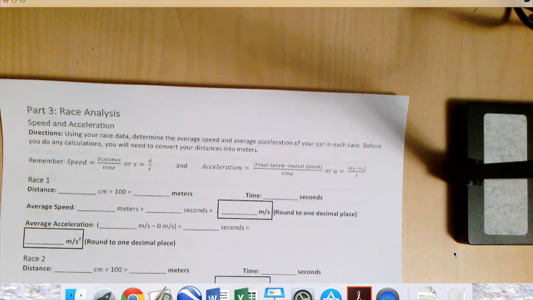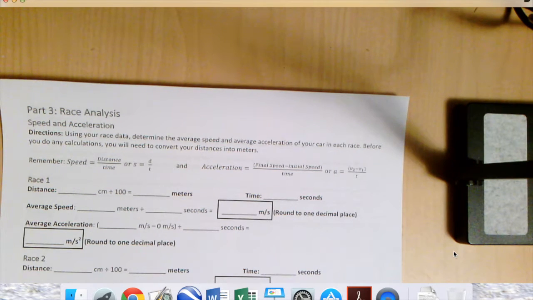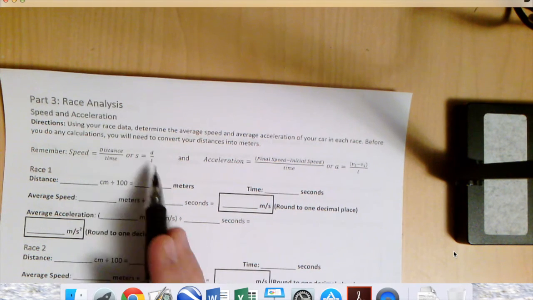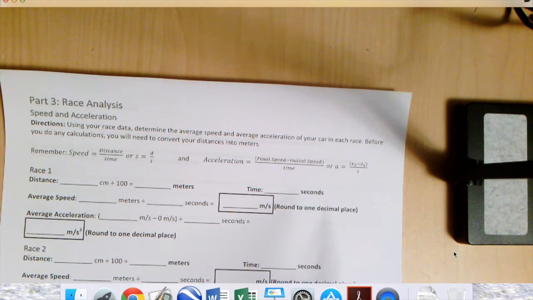The first thing you're going to do is speed and acceleration. Remember, speed is the rate at which distance travels over time. Acceleration is how much your car sped up or slowed down, any change in speed or direction over time. So we're going to use these formulas: speed equals distance divided by time, or S equals D divided by T, and acceleration, of course, is V2 minus V1 divided by T.